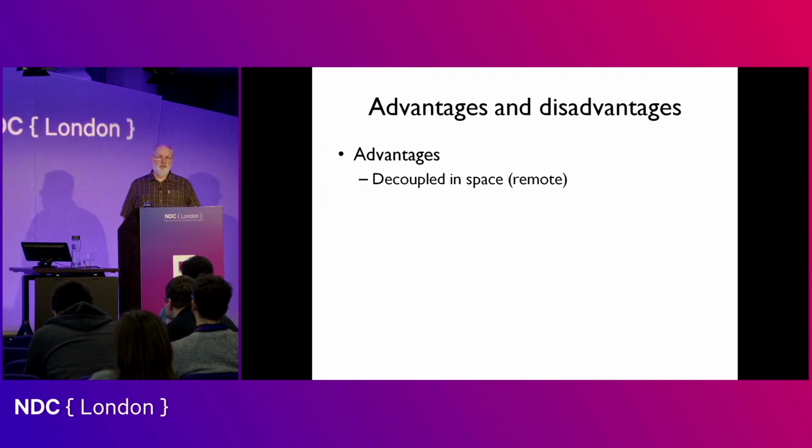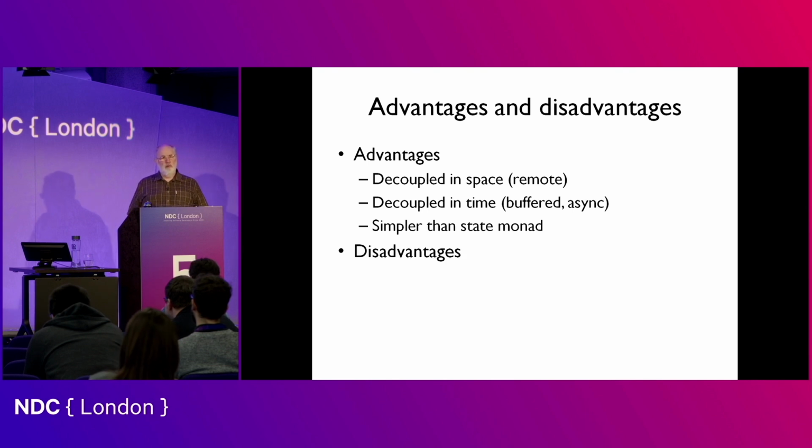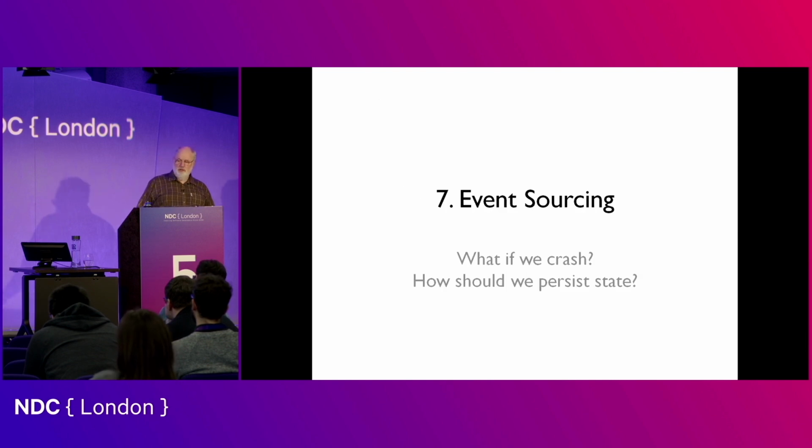Right, pros and cons. It's decoupled in space because it's a remote service. It's also decoupled in time because it's buffered, it's asynchronous. It's still, again, simpler than state monad, so that's nice. Extra boilerplate needed though, so that's not so good. Right, event sourcing.